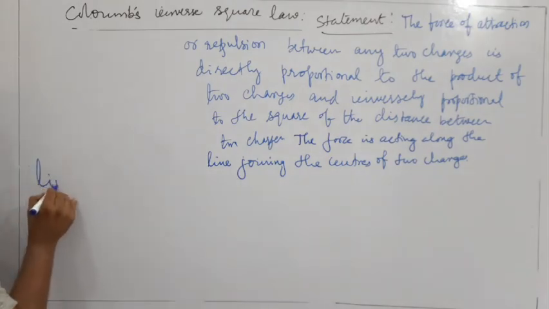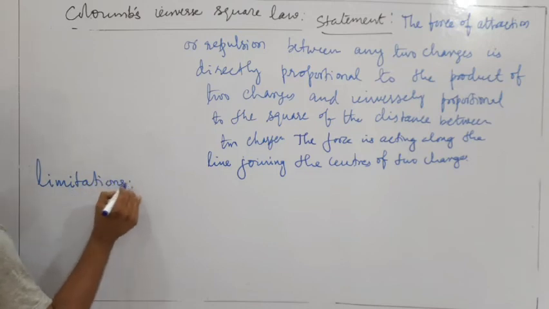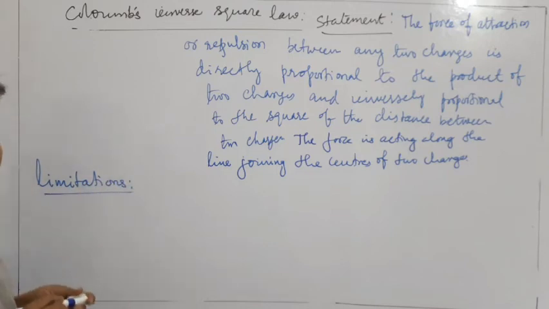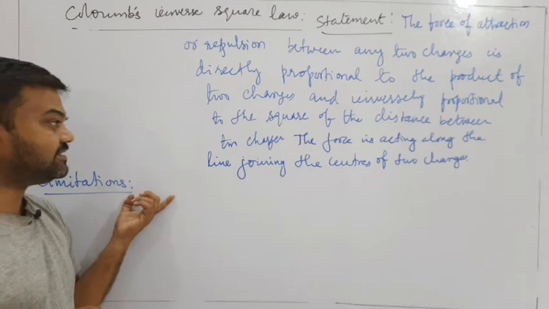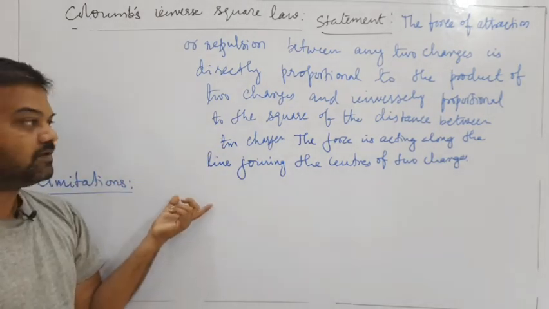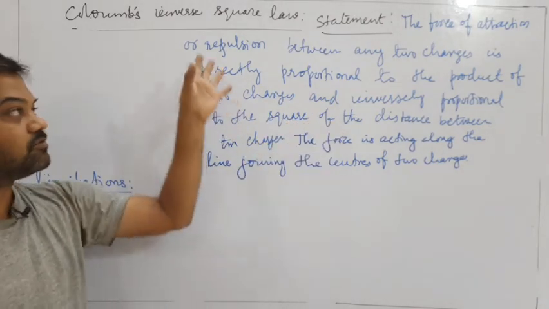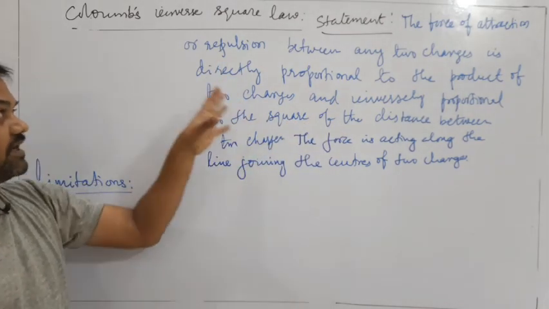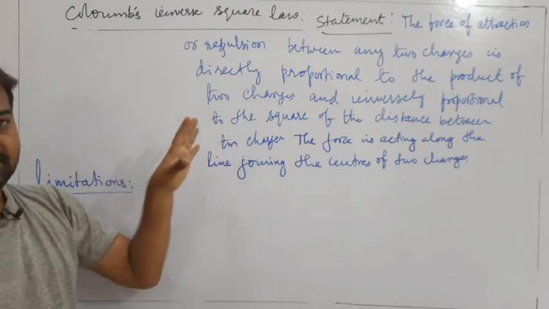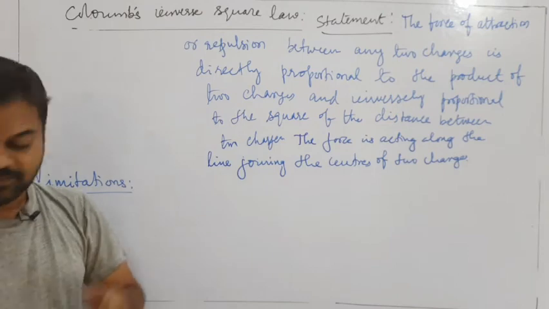We will write some limitations. Write this one also and we are done. We have two limitations. What are the limitations? Coulomb's law is applicable only for point charges. That means for continuous charges we do not apply Coulomb's law. We can apply it only for point charges.